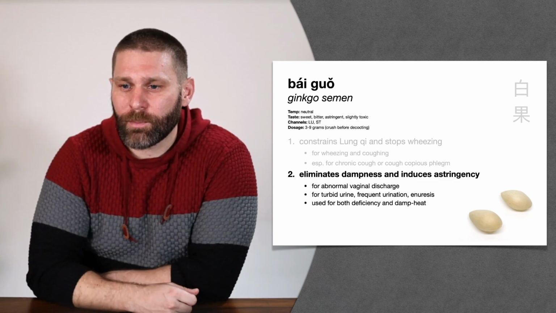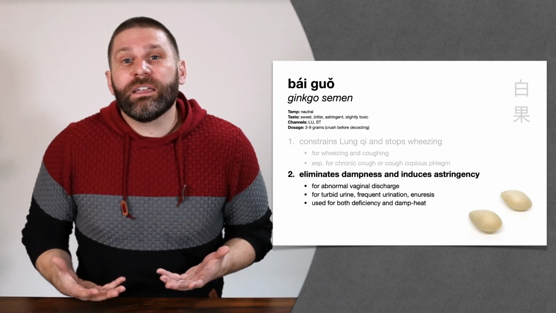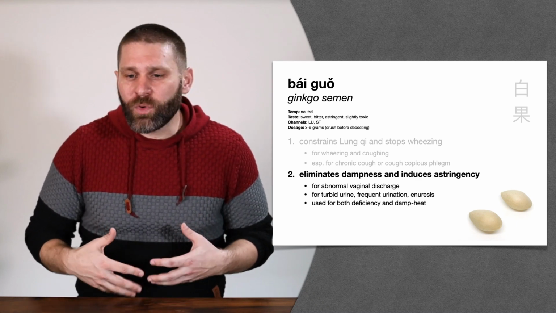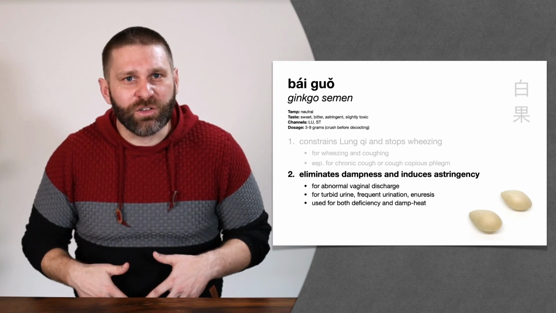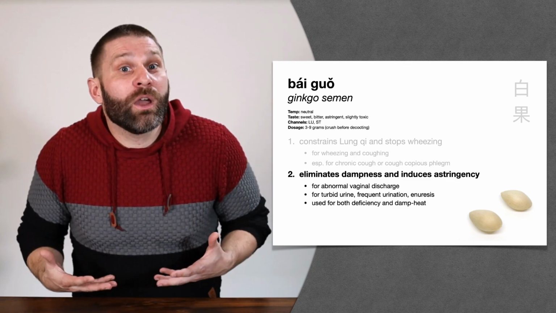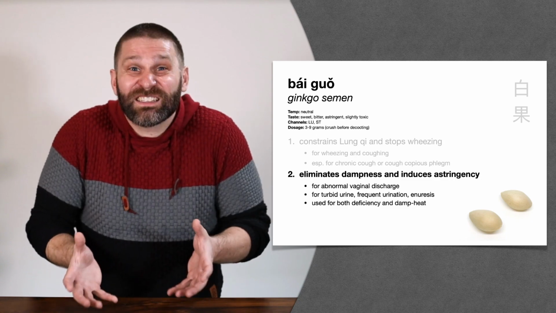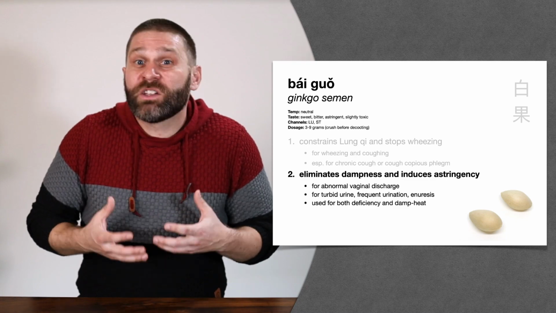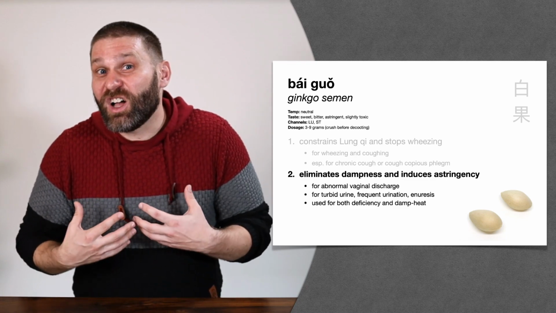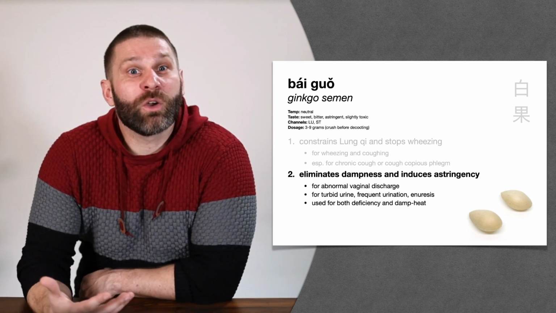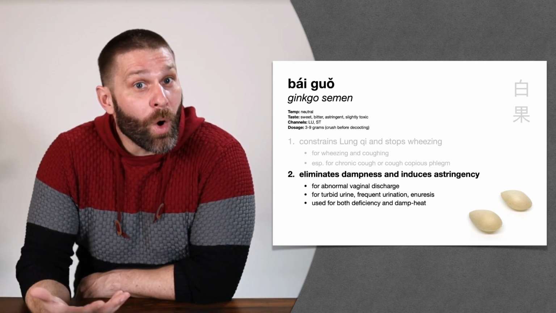Notice it's neutral in temperature. So in this case, Bai Guo is kind of special because it's dealing with both. If we have these lower jiao issues like vaginal discharge or dampness that's leaking out with the urine, Bai Guo is doing both. It's on the one hand sour to hold things in, so it's holding in that leakage, but it's also bitter in flavor to eliminate or dry out that dampness. So Bai Guo is special because it's doing both at once.